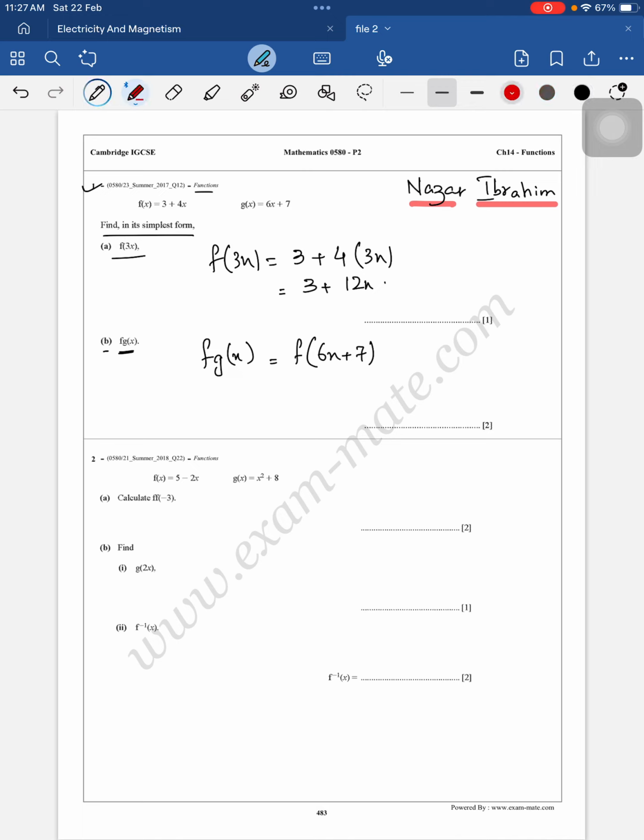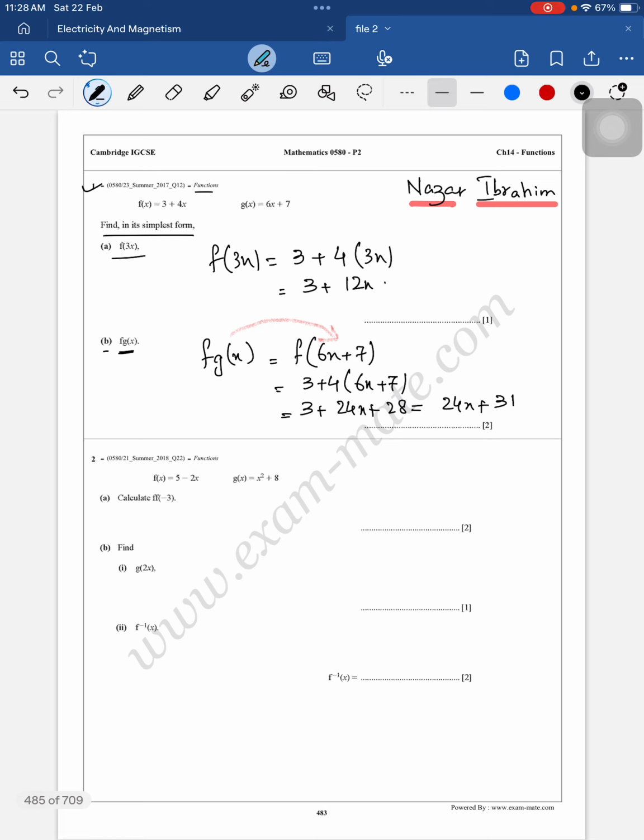So what I did is I substituted the value of g(x) over here, right? Next I will put the value 6x + 7, that is the value of g(x), in the variable of function f. So 3 + 4, now in place of x I will put this value, that is 6x + 7. So 3, now simplifying it, 4 times 6 is 24x plus 4 times 7 is 28. 3 plus 28 is equal to 31. 24x + 31 is the answer.